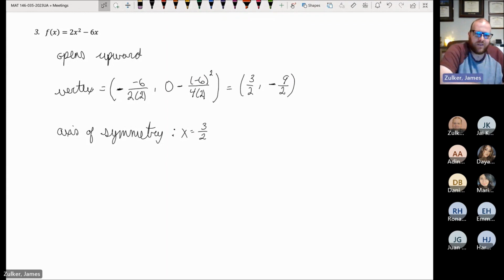Intercepts. Y-intercept first. Right? Y-intercept is easy. Just evaluate f of 0. Before we try to find them, are there going to be x-intercepts? No? Why do you say no? Well, that would be an x-intercept, right? But a quadratic function can't have just one x-intercept. It would have to have either none or 2.